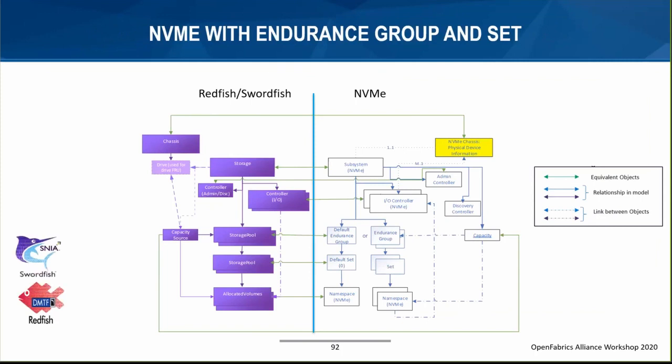This slide shows another configuration of NVMe, which is a local PCIe attached NVMe. But this has a couple of other constructs like endurance groups and sets. On the right-hand side, we can see that this NVMe device model has multiple I/O controllers, multiple endurance groups, and sets. And we have the corresponding Redfish, Swordfish elements on the left side of the blue line. I'm just showing this as an example so that we can build an NVMe over Fabrics subsystem on top of this. This is another local PCIe attached model, like I said. So move on to the next slide.